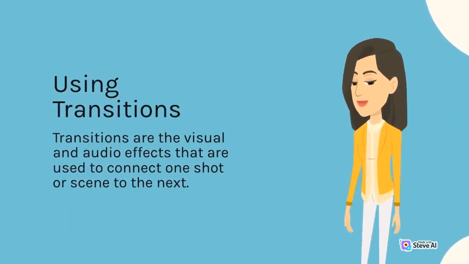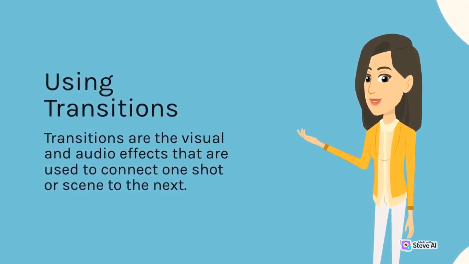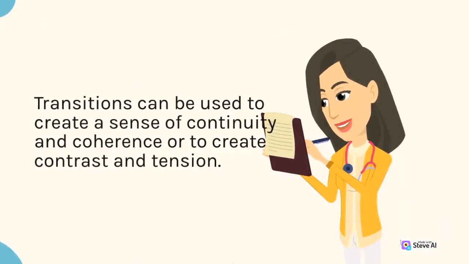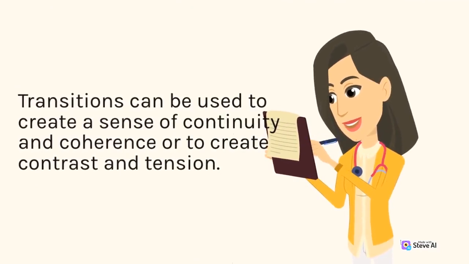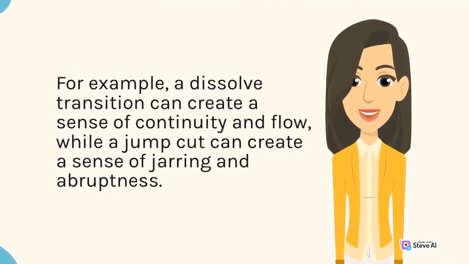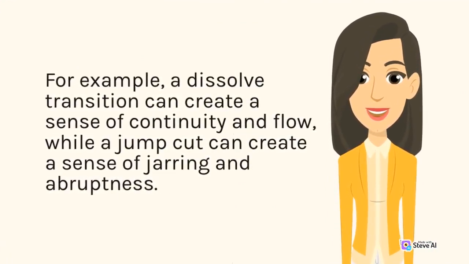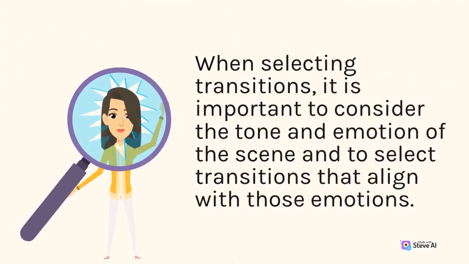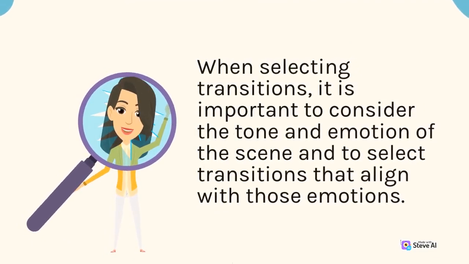Using transitions. Transitions are the visual and audio effects that are used to connect one shot or scene to the next. Transitions can be used to create a sense of continuity and coherence or to create contrast and tension. For example, a dissolve transition can create a sense of continuity and flow, while a jump cut can create a sense of jarring and abruptness. When selecting transitions, it is important to consider the tone and emotion of the scene and to select transitions that align with those emotions.